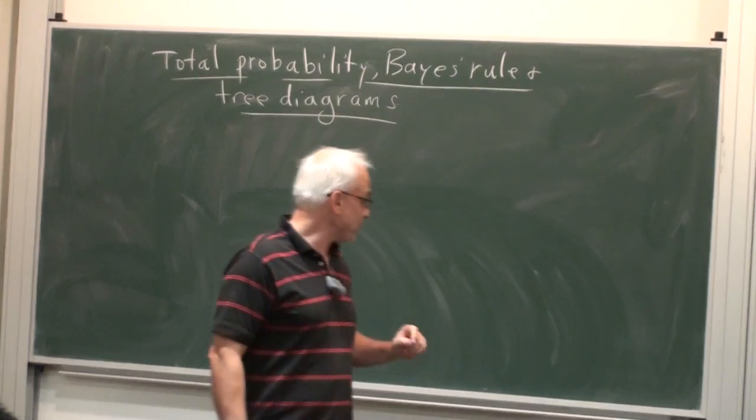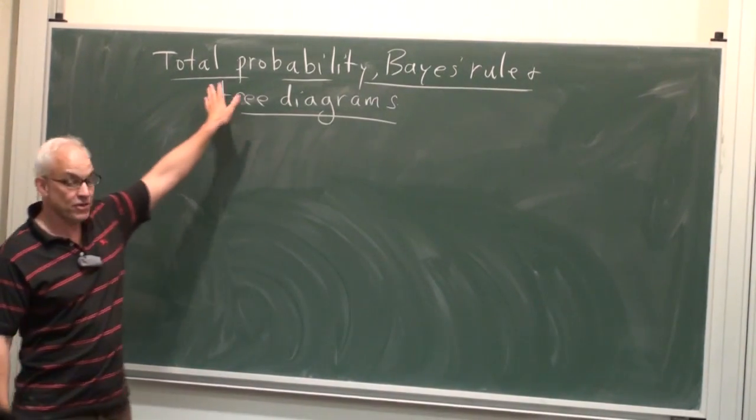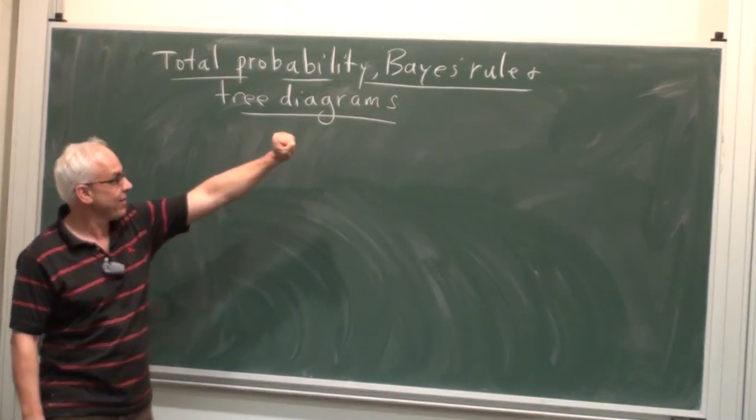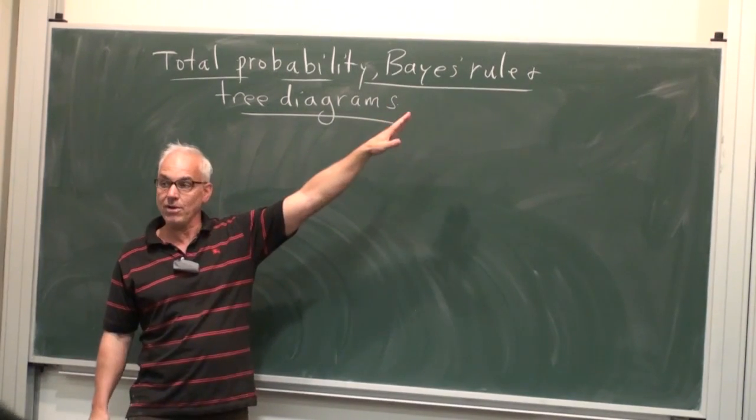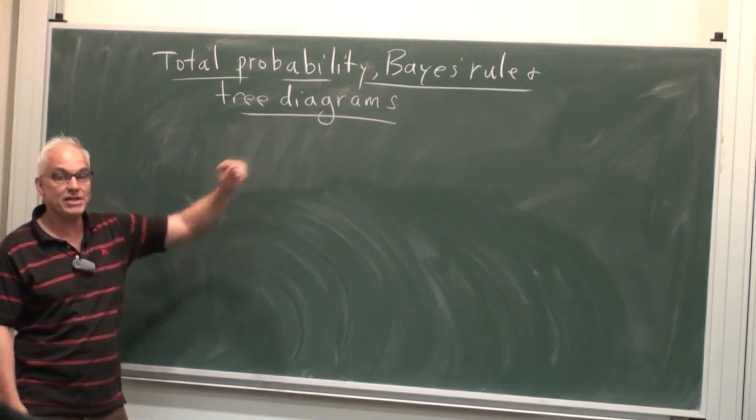And today in this little course on probability and statistics, we'll talk about the total probability rule, another rule called Bayes' rule, and tree diagrams.